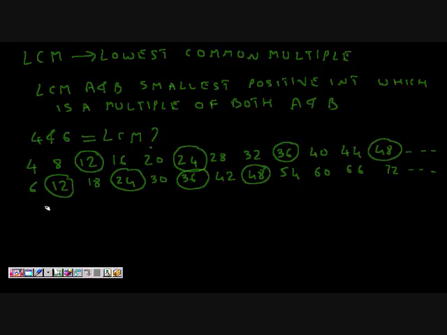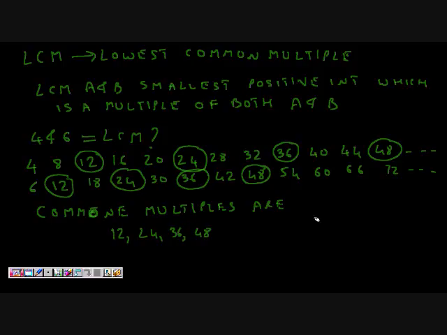So the common multiples are 12, 24, 36, and 48. These are the common multiples of 4 and 6, and so on. Now the least of these common multiples is 12. According to the definition, LCM is the smallest positive integer which is a multiple of both A and B, or the smallest of the common multiples. So the LCM of 4 and 6 is equal to 12.